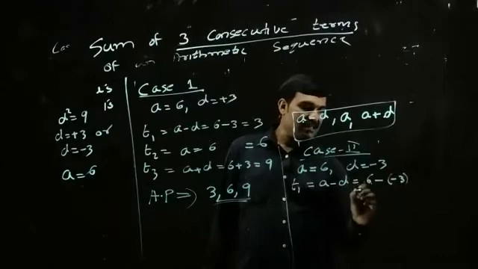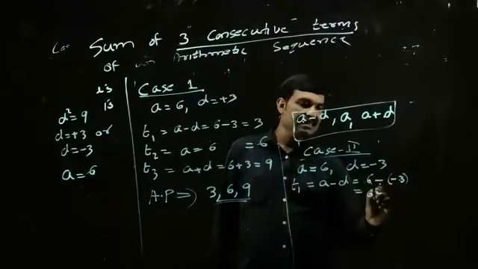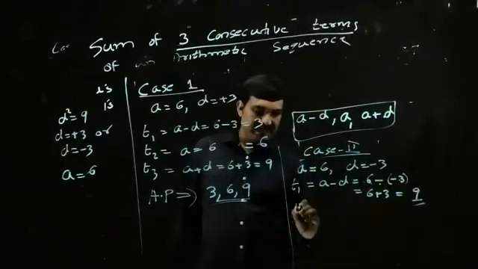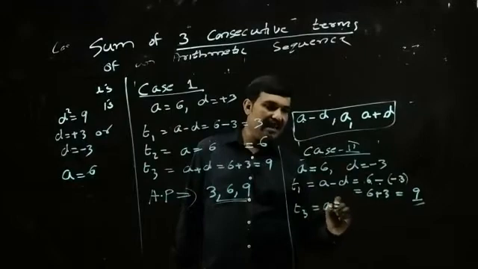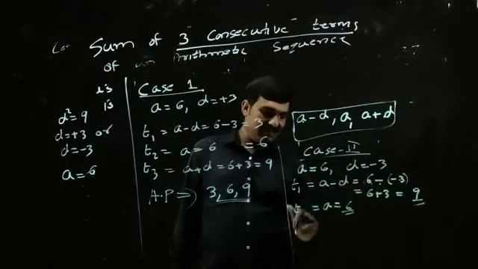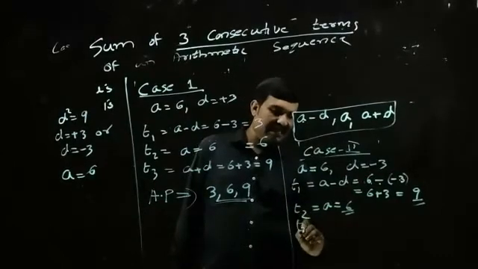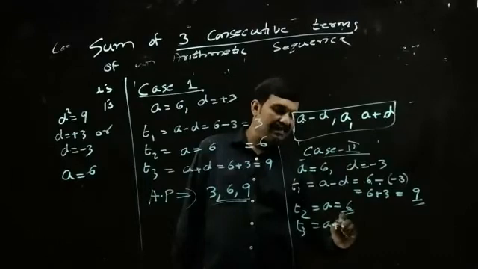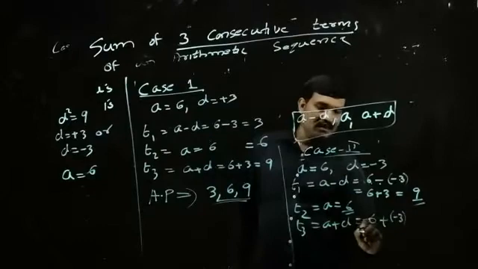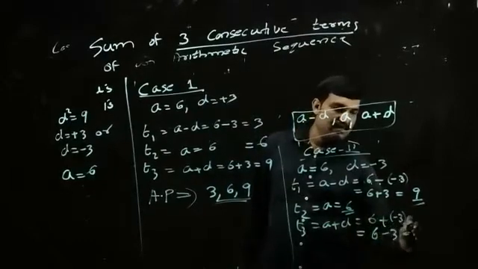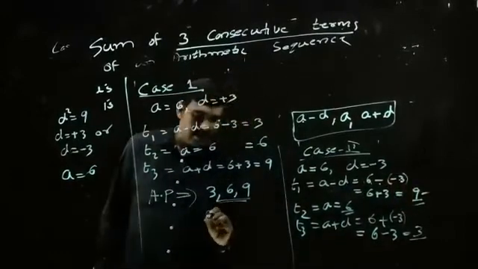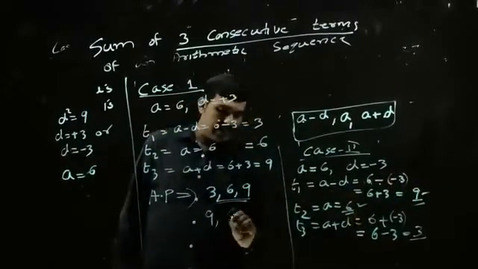So, this is equal to 6 minus of minus 3. That is plus 3. That is equal to 9. And the second term T2 is equal to A. The value is given as 6. And the third term T3 is A plus D. That is 6 plus minus 3. Plus of minus is equal to minus. That is 6 minus 3, which is equal to 3. So our sequence becomes: first term 9, second term 6, and third term 3.